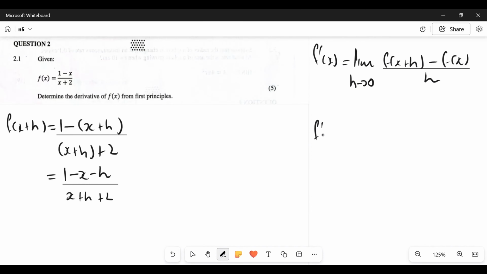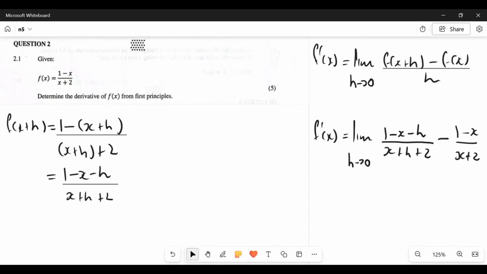Remember, f prime of x is going to be equal to the limit as h approaches 0. So we're going to write f of x plus h first. Remember, f of x plus h is 1 minus x minus h, divided by x plus h plus 2, minus our f of x there. So f of x is the equation given to us, which is 1 minus x divided by x plus 2. There we go.